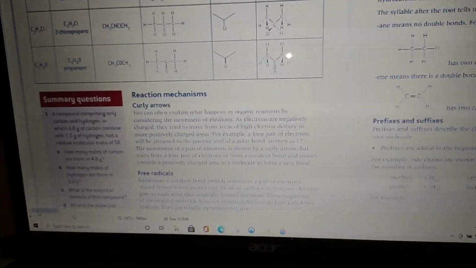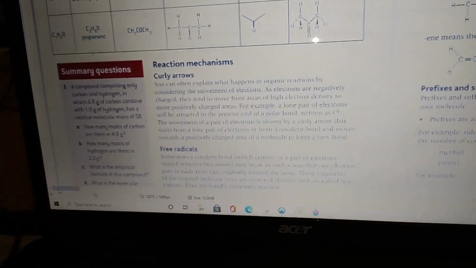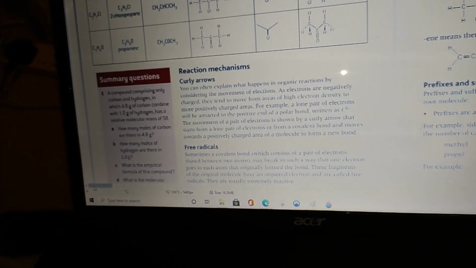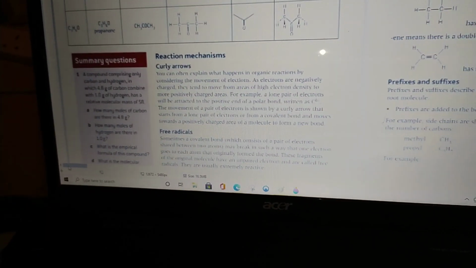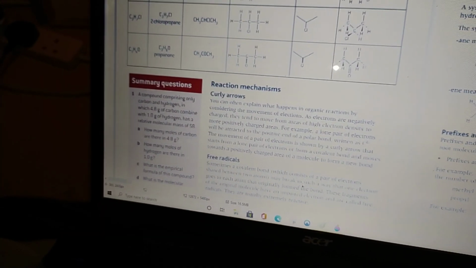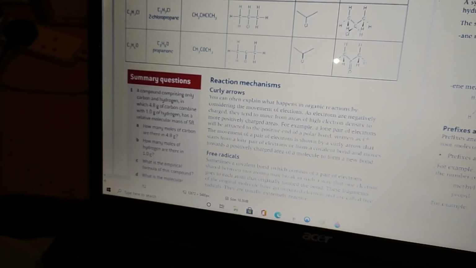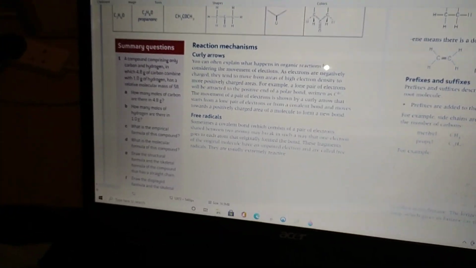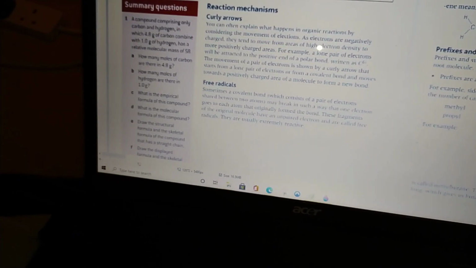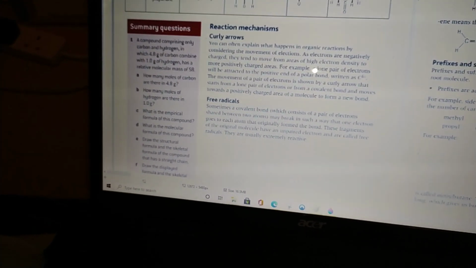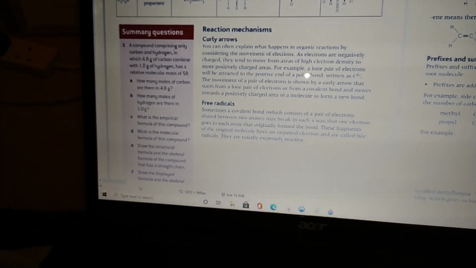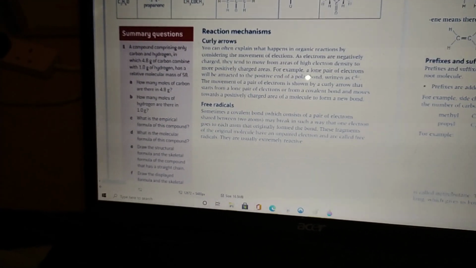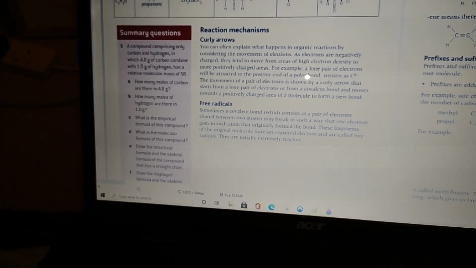Now we come to the reaction mechanisms. What are reaction mechanisms? Well, basically, reaction mechanisms involve two distinct processes, which are curly arrows and free radicals. First of all, we start with curly arrows. We can often explain what happens in organic reactions by considering the movement of electrons.